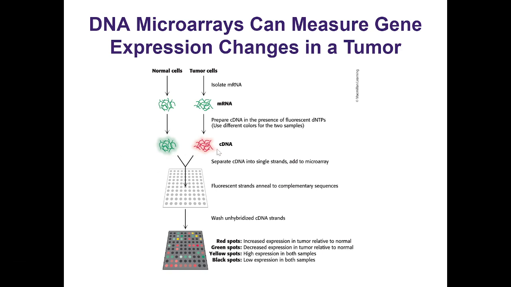So again, we got our cDNAs like we talked about before. They're fluorescently labeled so we can see them through fluorescence, right? The next thing we're going to do is separate the cDNA into single strands. We'll then add our microarray. The fluorescent strands will anneal to the complementary sequences along this sheet here. We will then wash the unhybridized cDNA strands off of this sheet, so we just have the ones that have hybridized. The red spots will indicate the increased expression in tumor related to the normal. And so right here, we see the fluorescently labeled red ones right there expressing.